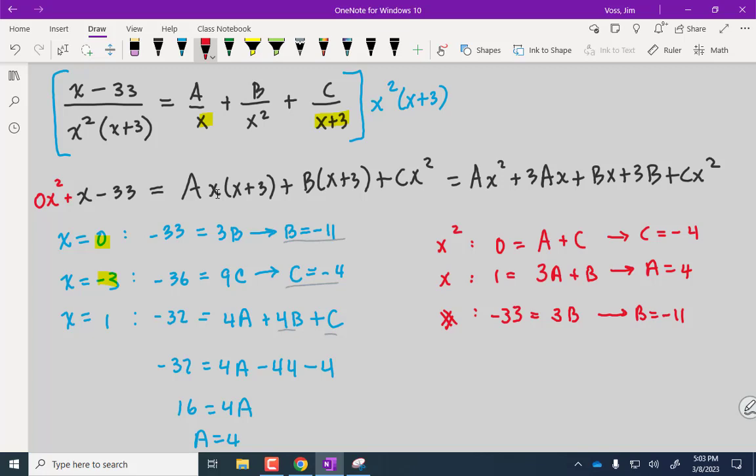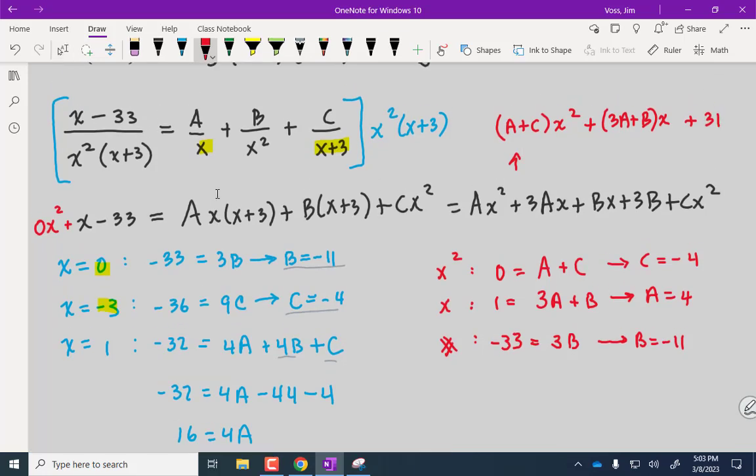Yeah, you could definitely do that. So if you want to write an intermediate step right here, you would combine and write this as a plus c times x squared, and then group your x's. So then 3a plus b times x, and then your constant is 3b. Yeah, absolutely.